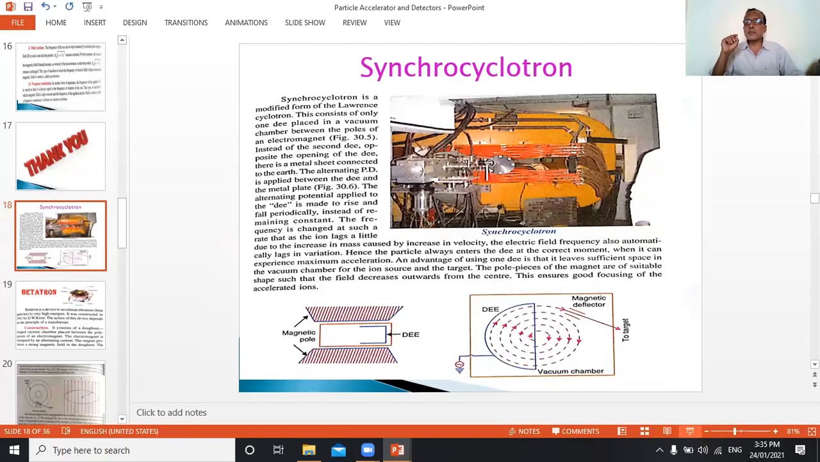In order to avoid this drawback, another type of cyclotron was developed. That means this Lawrence cyclotron is modified, and this modified form of cyclotron is called the synchrocyclotron. So here today, we are going to see this type of cyclotron. This is the synchrocyclotron.